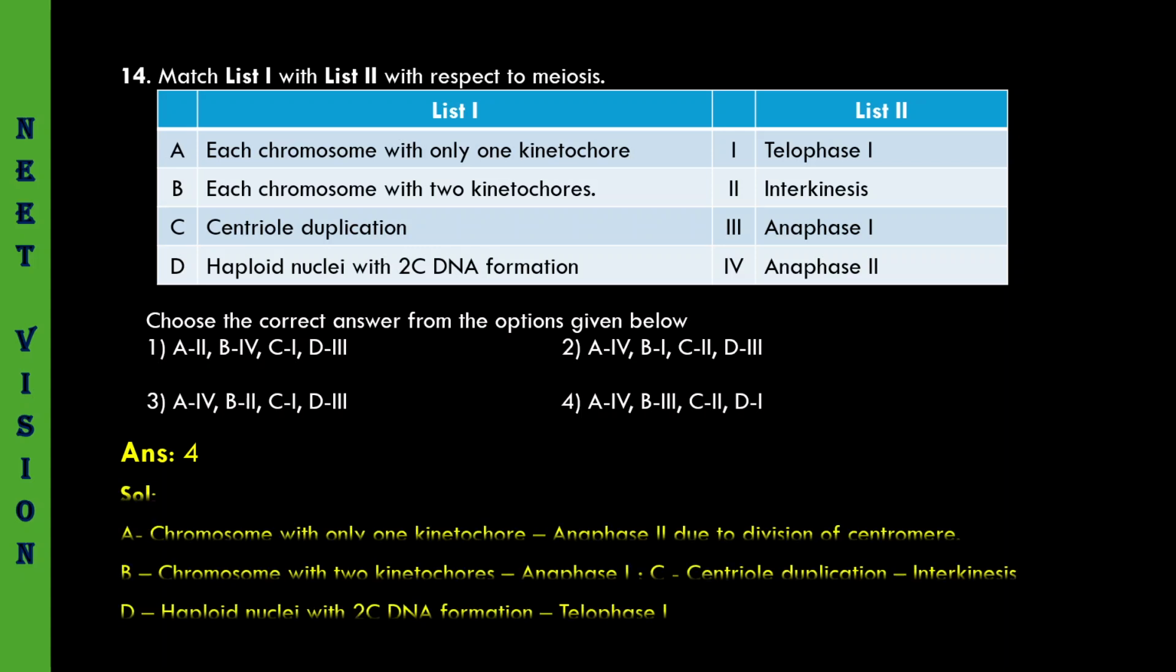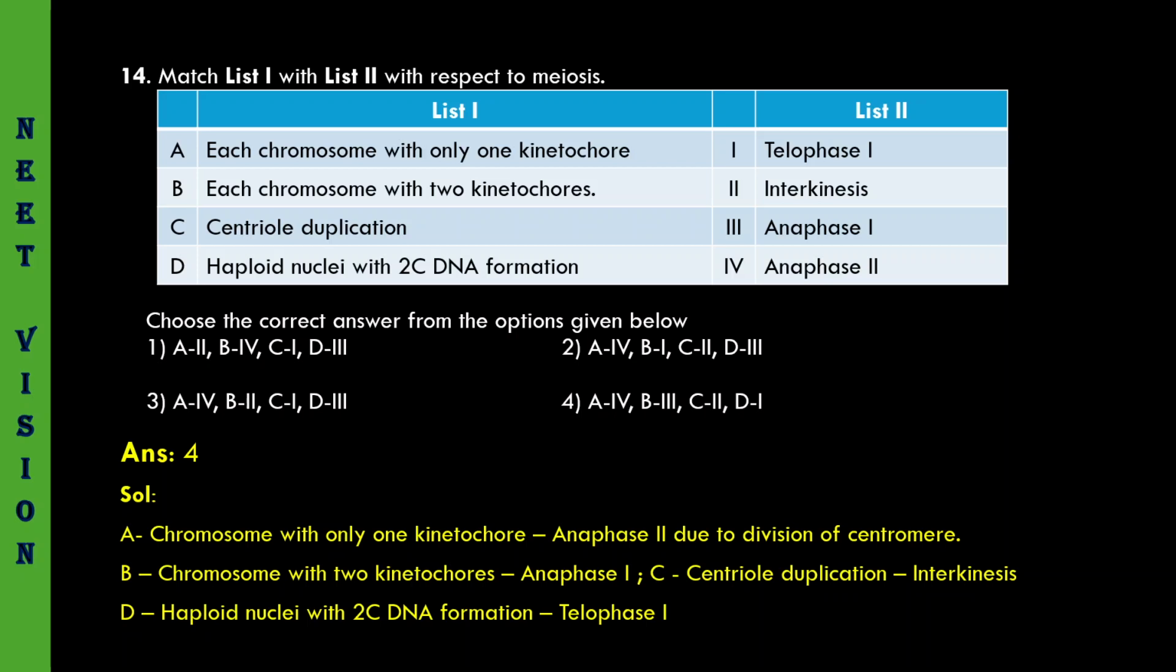Let us look at the solution. A chromosome with only one kinetochore is seen in anaphase 2, due to division of the centromere. A chromosome with two kinetochores is seen in anaphase 1. Centriole duplication occurs in interkinesis between meiosis 1 and meiosis 2. There is no DNA replication, but the centriole has to be duplicated in animal cells. That information is not given in the book, but it has to happen, otherwise the polar spindle is not formed. Haploid nuclei with 2C DNA form in telophase 1. Coming to the next one.